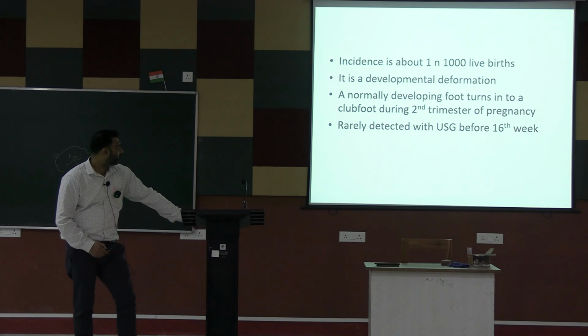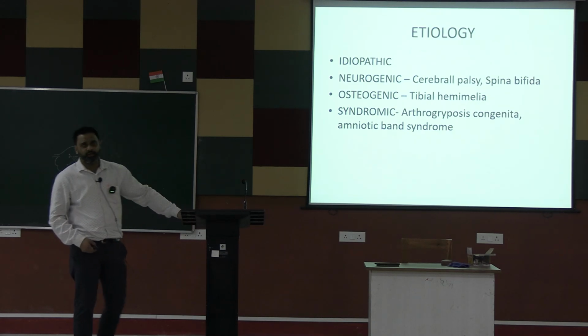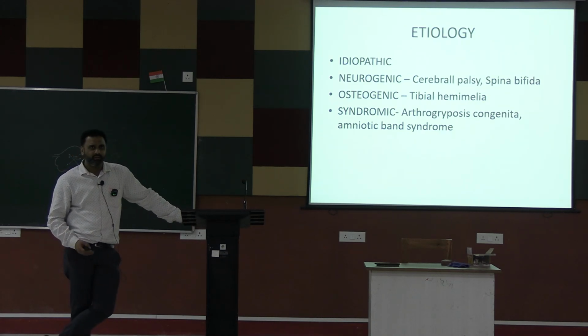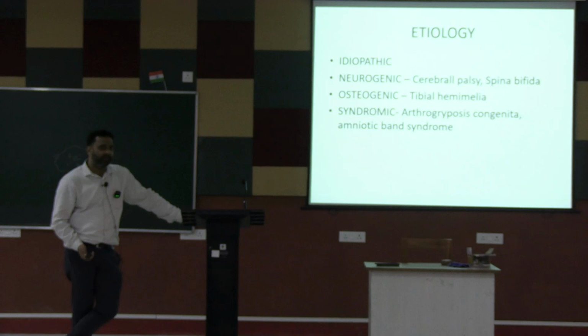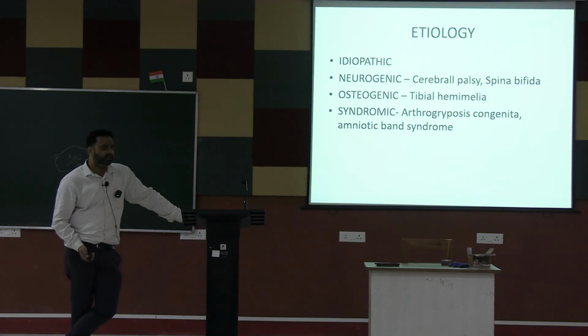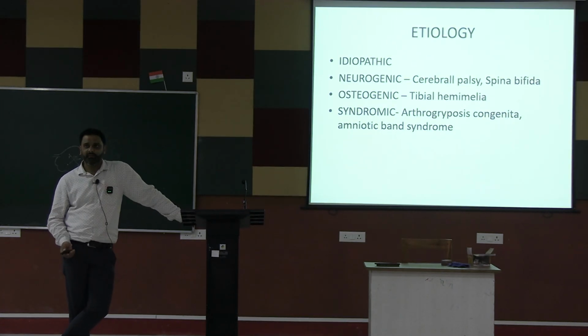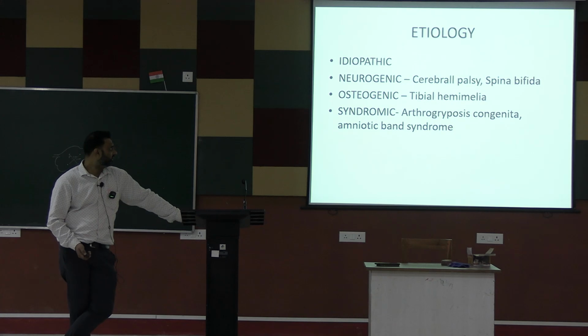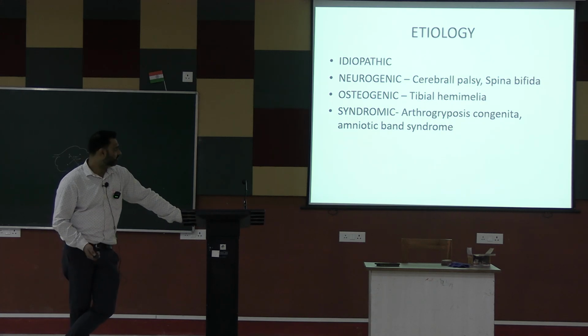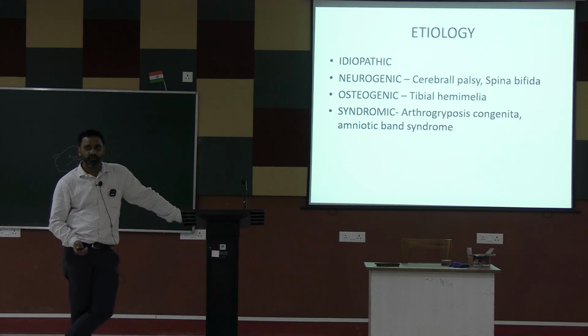Then etiology: mostly it is idiopathic. There is no such reason. It is more common in the first born child, and especially in males. Then there are other causes, like neurogenic causes, that is cerebral palsy, spina bifida. Then osteogenic causes are also there, that is tibial hemimelia, which means absence of the tibia. Then there are syndromic causes like arthrogryposis congenita and amniotic band syndrome.